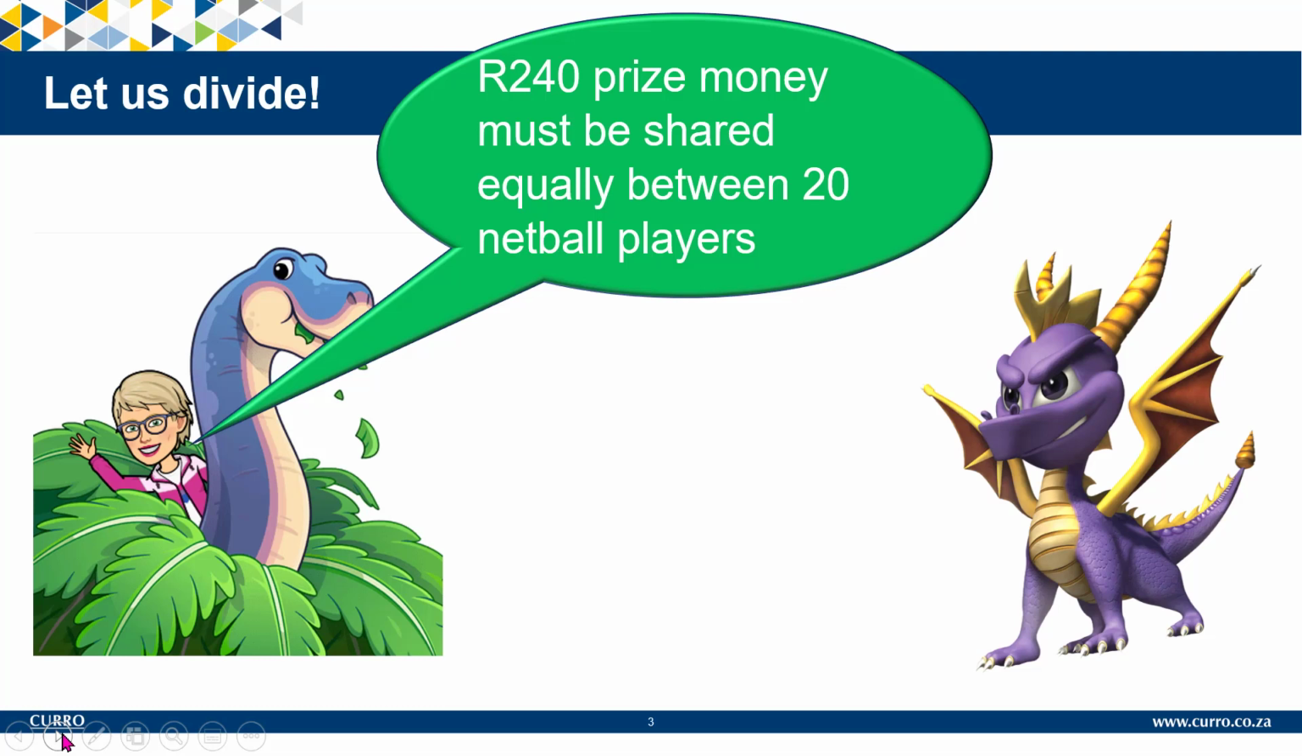We want to share that equally between 20 netball players. How will we divide? Yes, you're right, we are going to divide. So what we can do to make it easy for ourselves is to take the 20 and say 20 is the same as 10 times 2. So I can first divide the 240 by 10, and then that answer can be divided by 2. So that will give us 24 divided by 2 is 12.